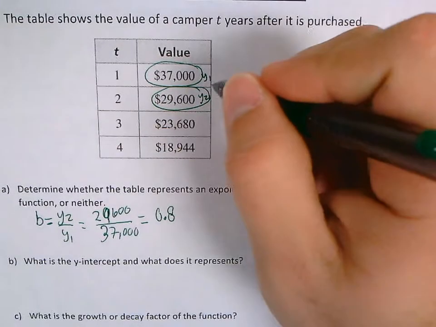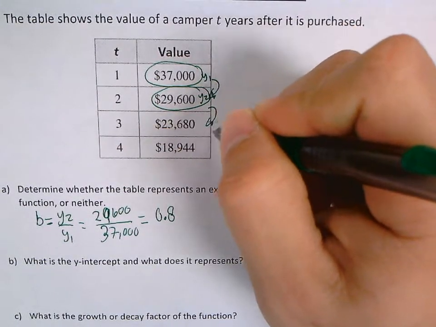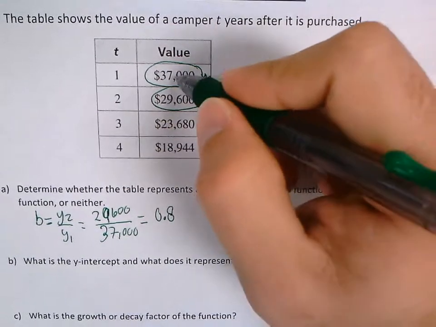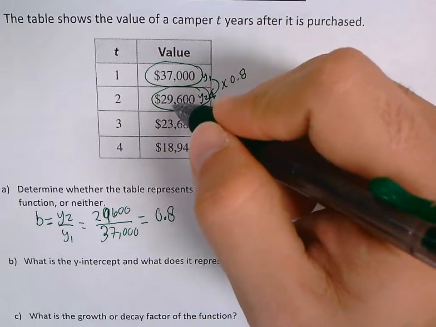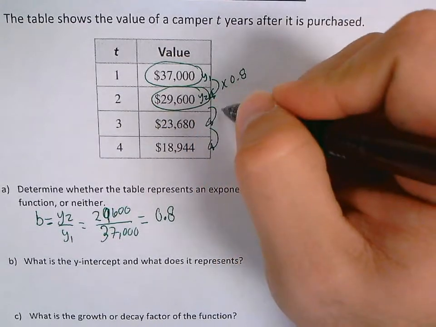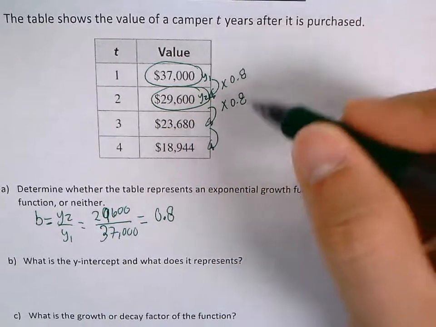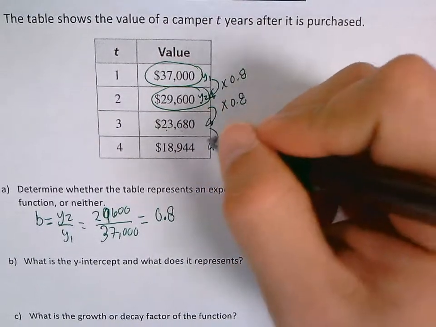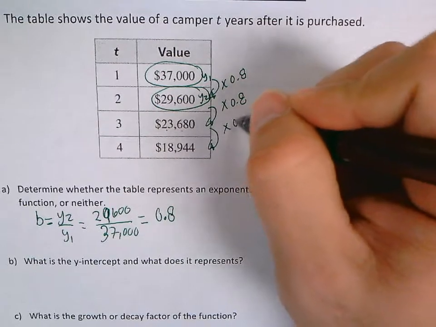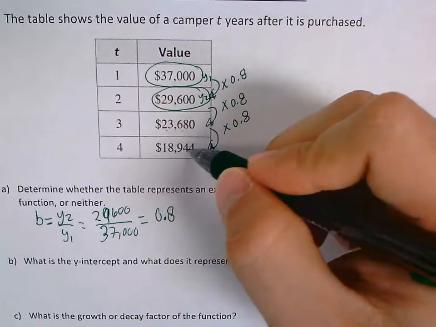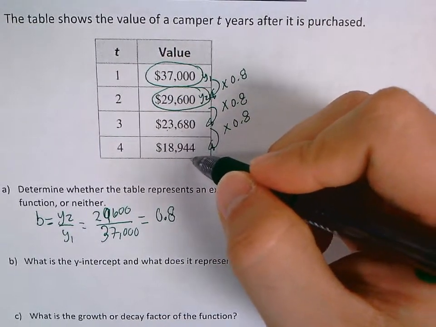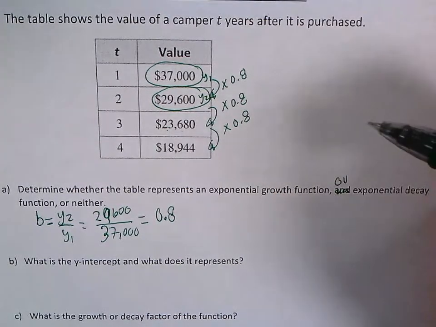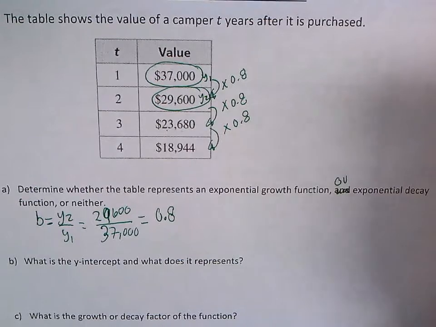If you were to multiply each of these values by 0.8, 37,000 times 0.8, you will get 29,600. 29,600 times 0.8 will give you 23,680. And 23,680 times 0.8 is 18,944. You can check this very quickly using your calculator. It shouldn't take you more than a minute to check this work.